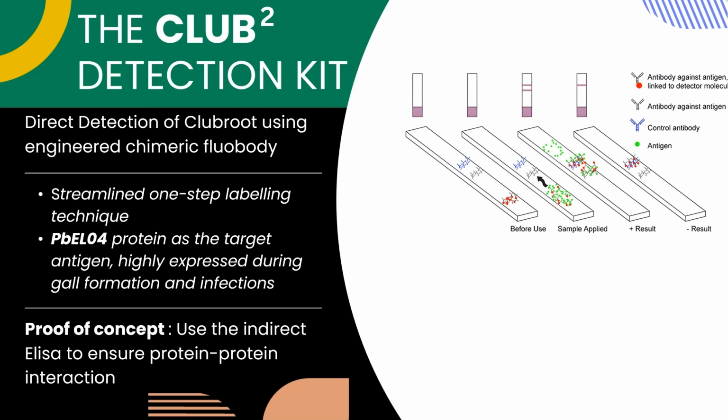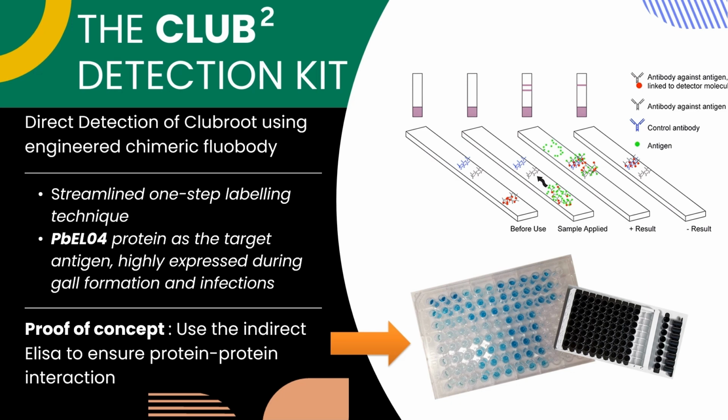Our idea is to have test strips where we can see if our engineered chimeric flow body binds to PBEL04, giving the strips two bands, if our engineered chimeric flow body, which is linked to a detector molecule, binds to the antigen. To emphasize, this detection kit is our end goal.